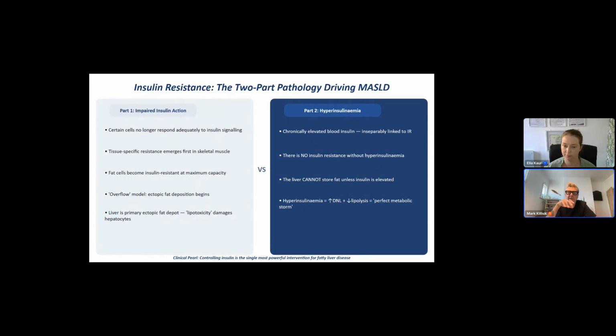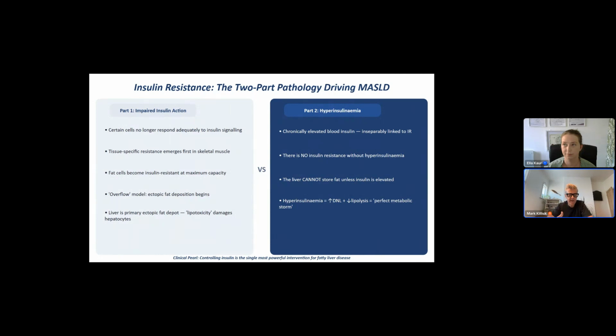And then we have this hyperinsulinemia. So this is the chronically elevated blood insulin. And here's the single most important mechanistic point of the whole evening. Insulin resistance and hyperinsulinemia are inseparably linked. So you can't have one without the other. And the fundamental truth that follows from that is the liver cannot store fat unless insulin is elevated. So insulin is the enabling signal.